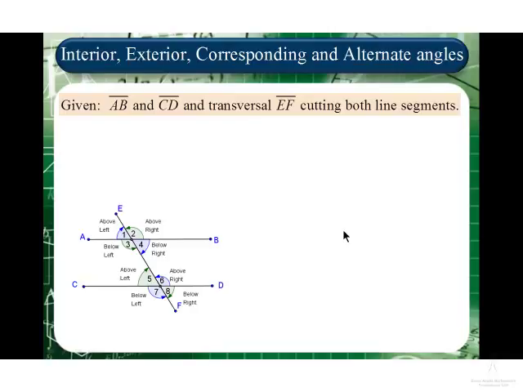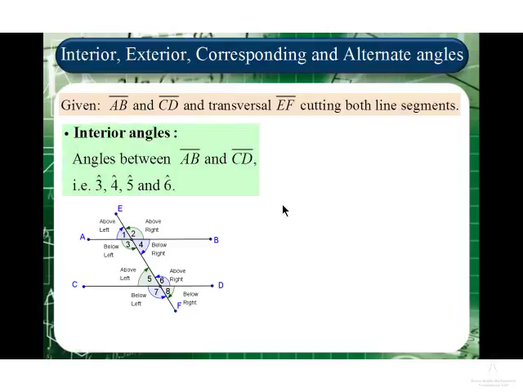First of all, the interior angles in such a situation will be the angles 3, 4, 5 and 6. Look at this, 3, 4, 5 and 6. Why are they called interior angles in such a case? Okay, that is the angles that lie between the line segments AB and CD. Can you see? 3, 4, 5 and 6, those angles lie between line segments AB and CD in general.